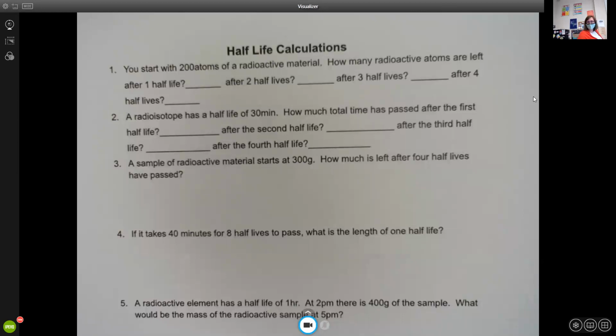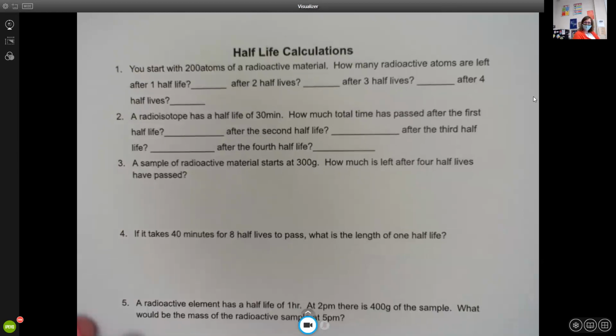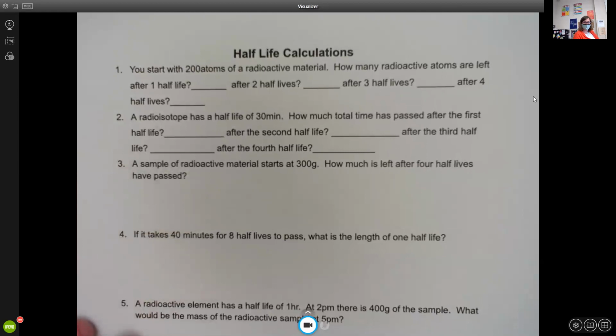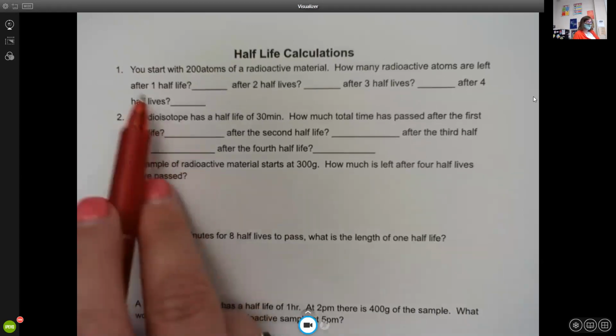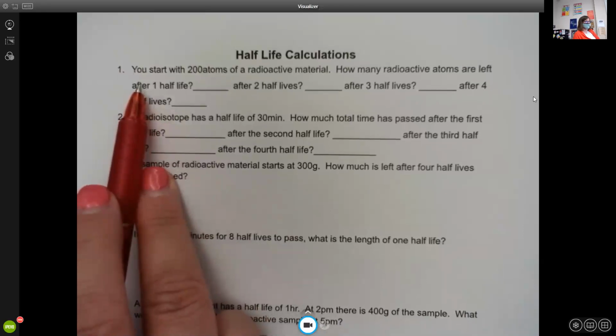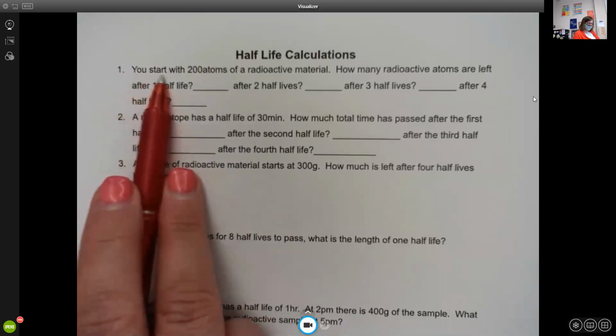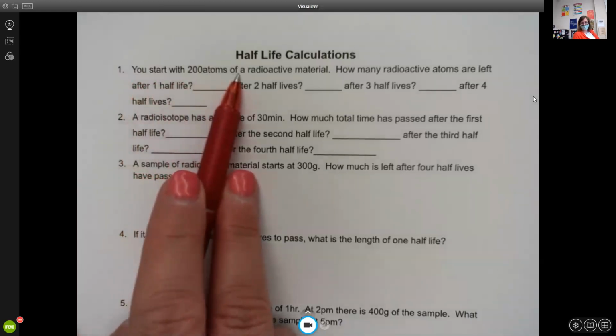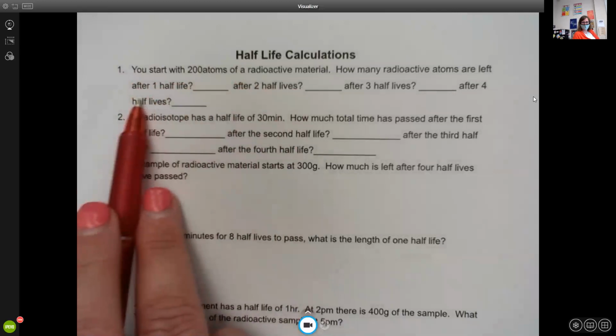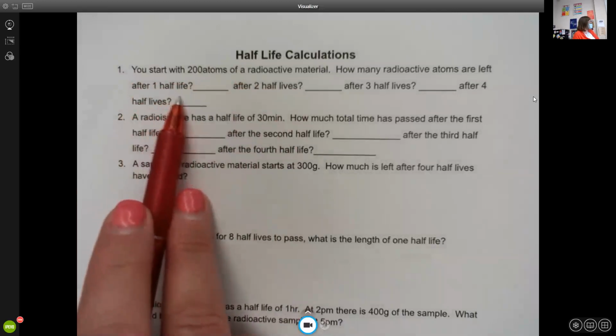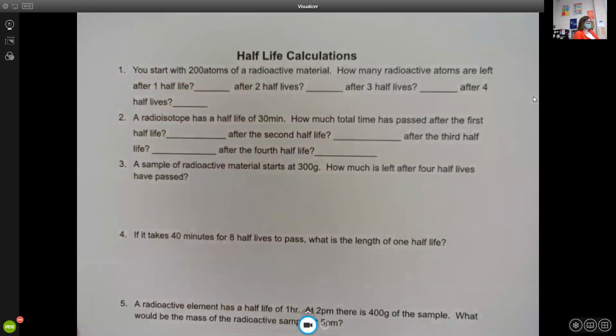So for today, I want to go over this little warm up. Again, it's on the Zoom and other important links document, but we're going to go over the answers together. We're going to practice these problems, then take the homework quiz on this, then work on the review sheet. So starting with number 1, we'll go through them one at a time. You do the answers and then I'll go over them. Number 1 says you start with 200 atoms of a radioactive material. How many atoms are left after 1 half-life, 2 half-lives, 3, and 4? So fill out that paper.